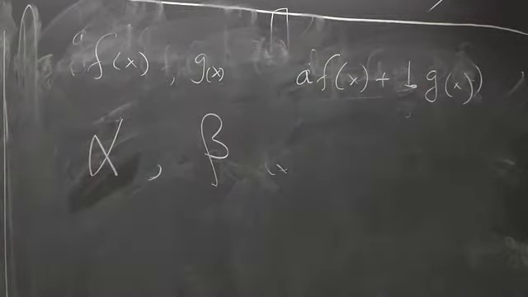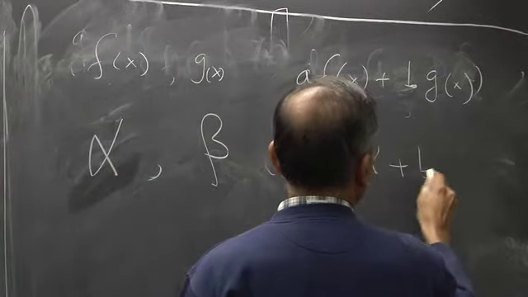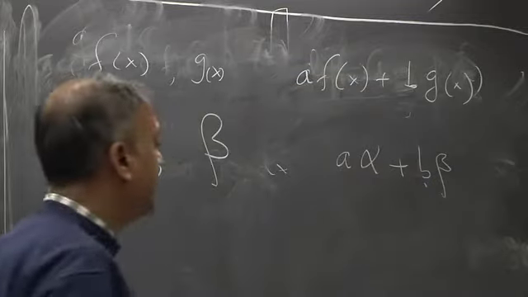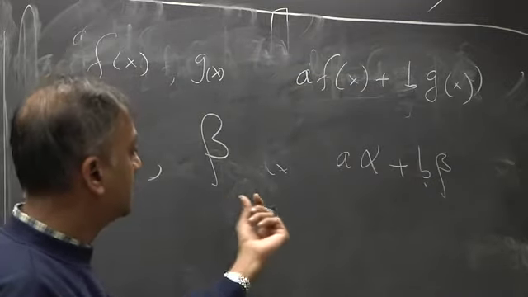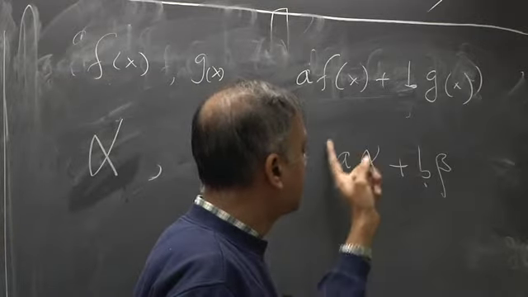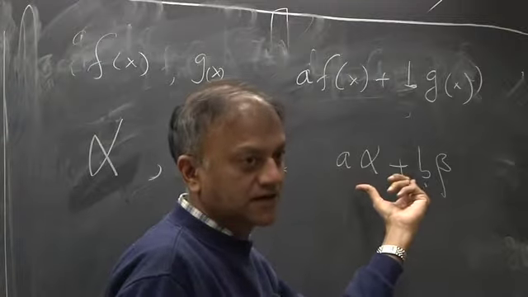Oh, sorry, I should say a and b are numbers. So if I'm given alpha and beta, is there a meaning of a alpha plus b beta? Is there any way I can define that? So this is a generalized function, that's a generalized function. Can I give a definition to such a combination, which is again a generalized function?